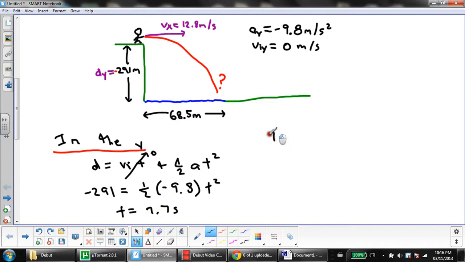So now I'm going to go to the x. And when you're doing these questions, you should properly label your work like I am now. Don't make me guess where you're working. Tell me you're working in the Y. Tell me you're working in the X. I know that here, I know t. I'll write a little quick given here: t is 7.7 seconds.